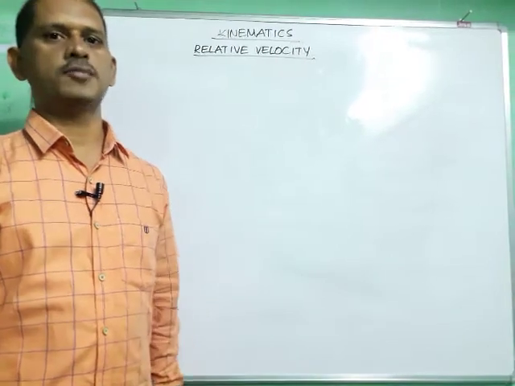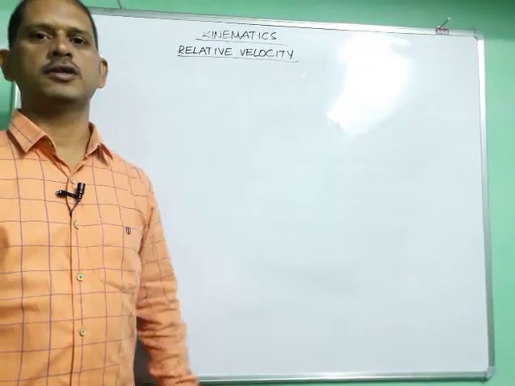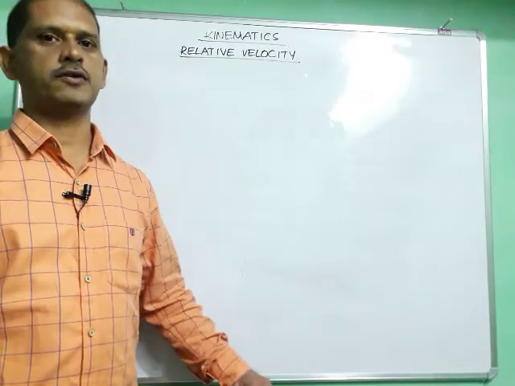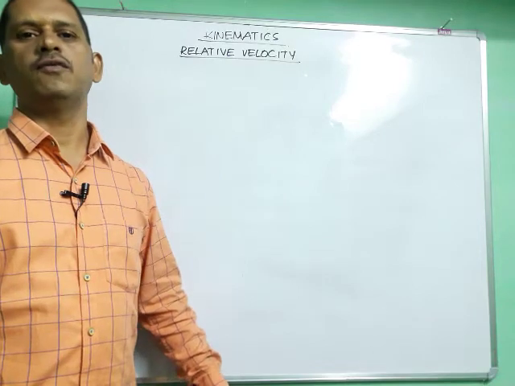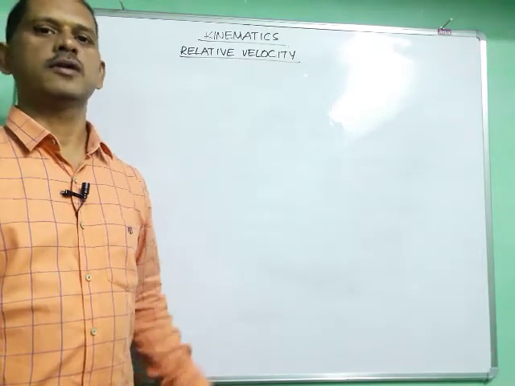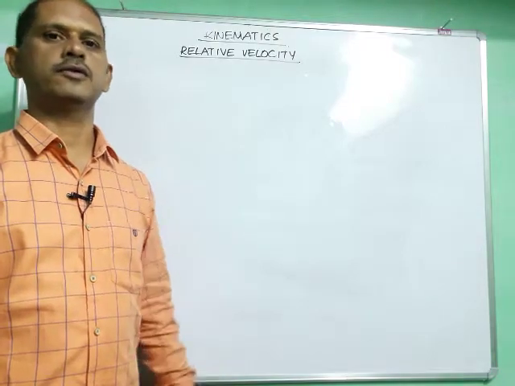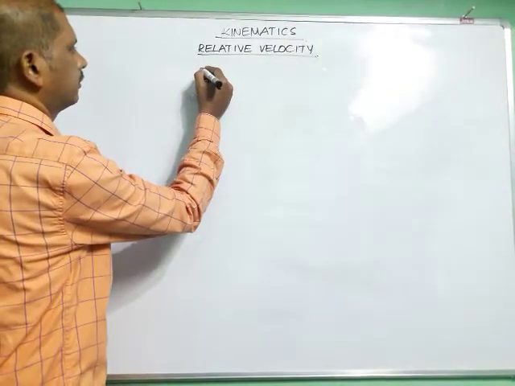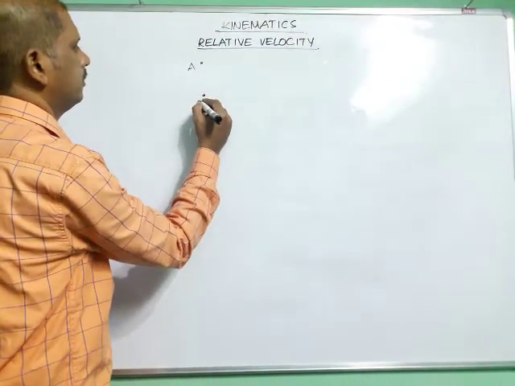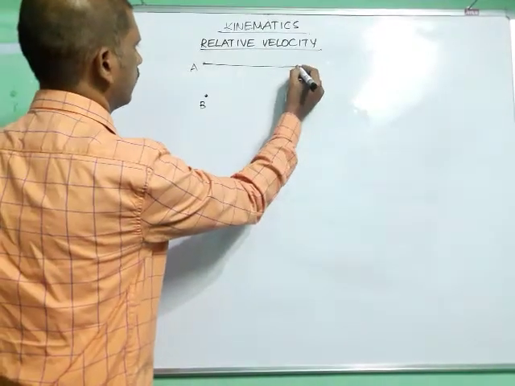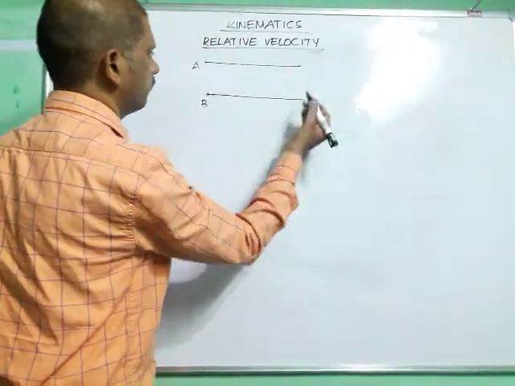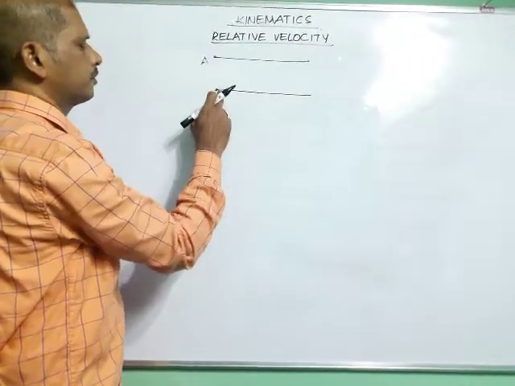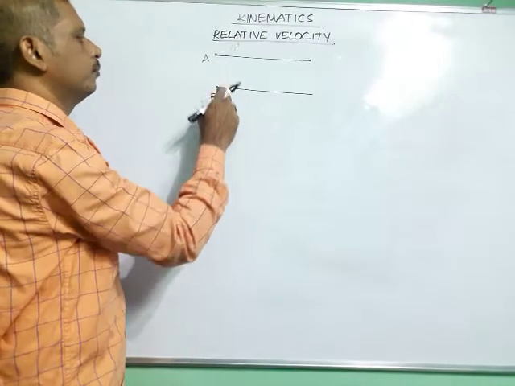For example, two objects A and B are moving with two different velocities. Now if you are observing the velocity of A with respect to B, that is denoted as VAB, known as the relative velocity of A with respect to B. For example, take object A here, object B here, both moving with some velocities. Now if you observe the velocity of A with respect to B, or of B with respect to A, we can observe.